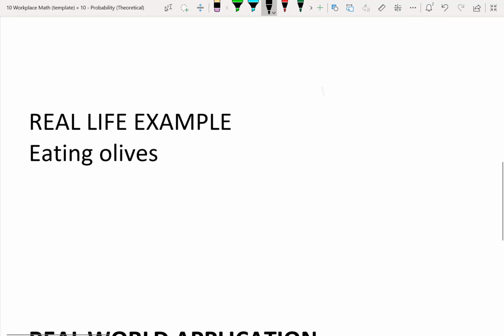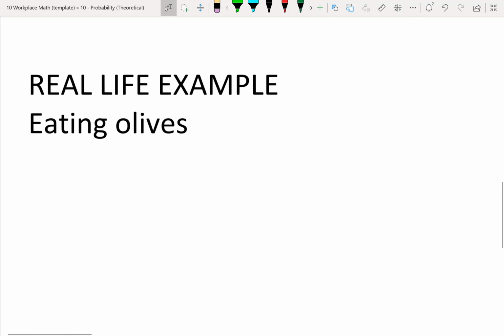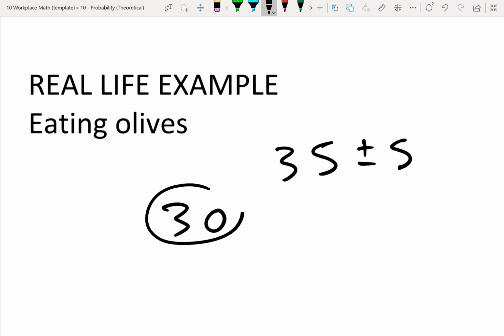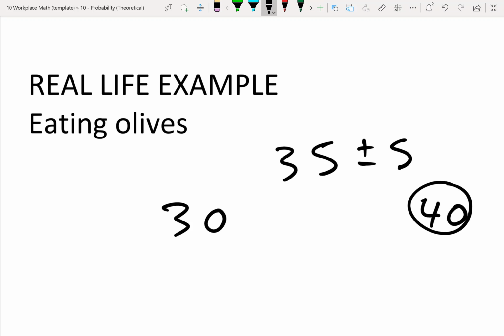Okay? So let's give an example, kind of a silly example of what you might say in real life. So you're like, okay, how many olives can you eat? Give a prediction. So you're like, well, the most number of olives I could eat is like 35 before I get sick or something, right? But you're like, it's not exactly going to be 35. I think I could plus minus 5, which means that sometimes 30 olives would make you sick, but sometimes 40 olives, so plus 5 would make you sick. So again, it's going to be somewhere in that range.